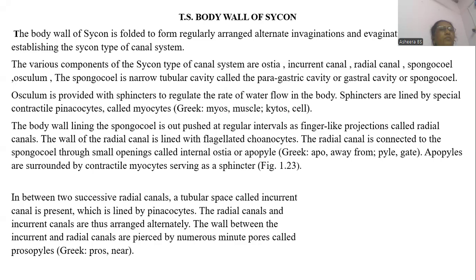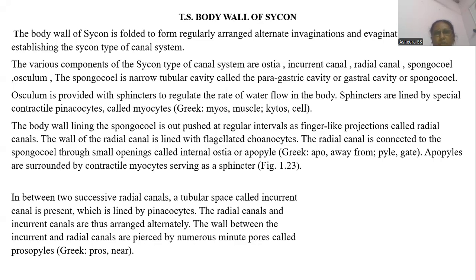Okay. So if you take the Sycon canal system, it is also called the Syconoid type of canal system. That is, grade 2 Syconoid type of canal system is found in the Sycon.